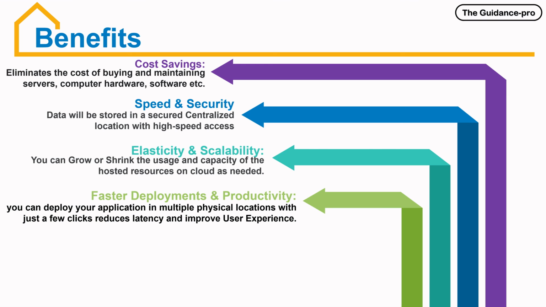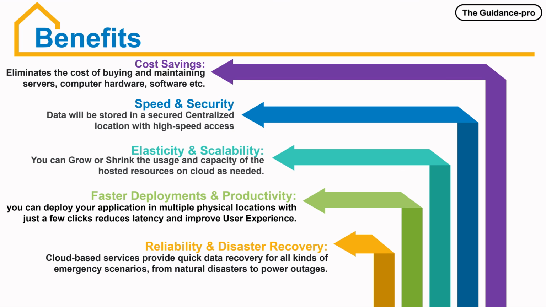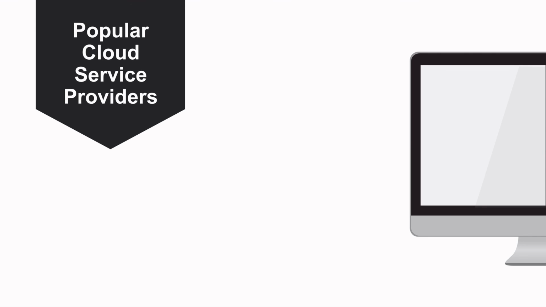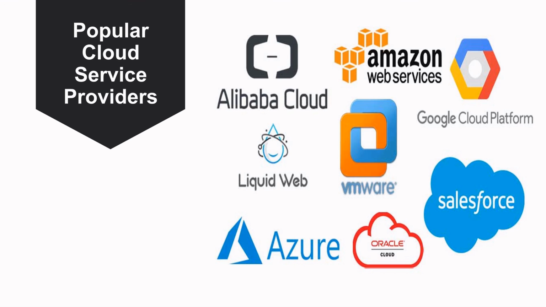Faster deployment and productivity. Ease of deployment reduces latency and improves overall productivity. Reliability and disaster recovery. This is one of the most used reliability and security features. Cloud service providers provide backup and quick data recovery in times of emergency or any unforeseen situations like natural disasters or power outages. Here is a list of popular cloud service providers, which includes Amazon Web Services, Google Cloud Platform, Salesforce, Oracle Cloud, Microsoft Azure, Alibaba Cloud, etc.